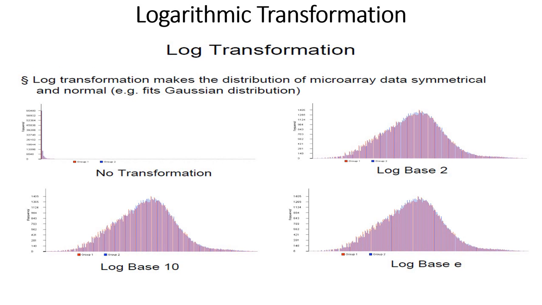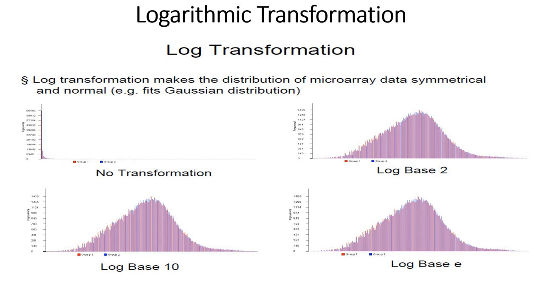So logarithmic transformation makes the distribution of microarray data symmetrical and normal. So the Gaussian distribution method is used here. This is the example of that. In the first figure, you can see the x-axis and y-axis. The values are given on the x-axis, and these are large values. So here you can see the values are clustered towards the origin.